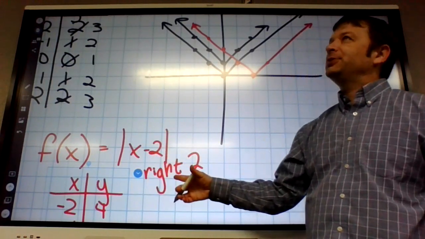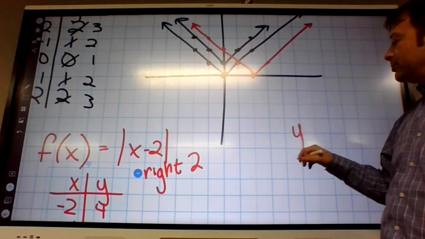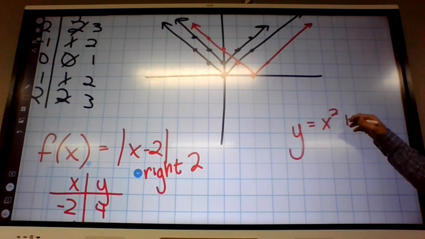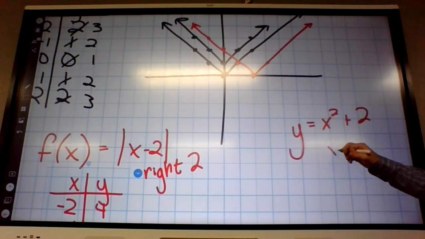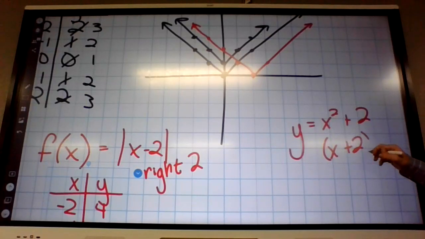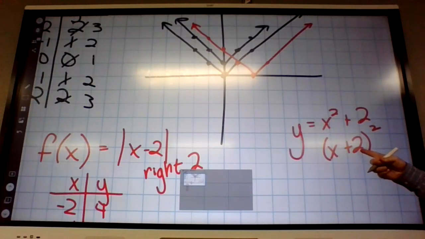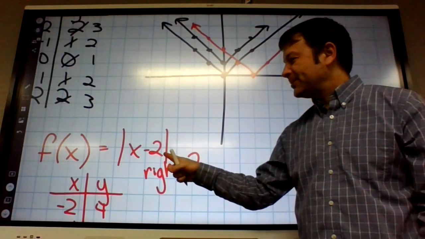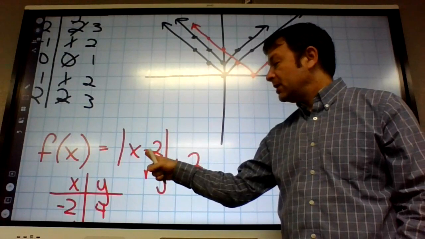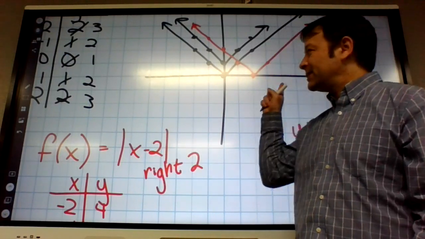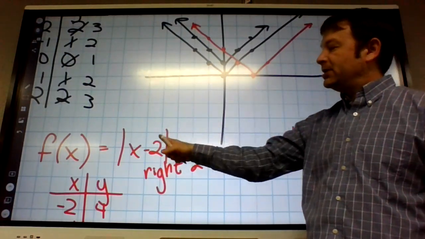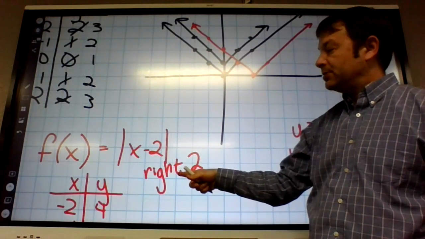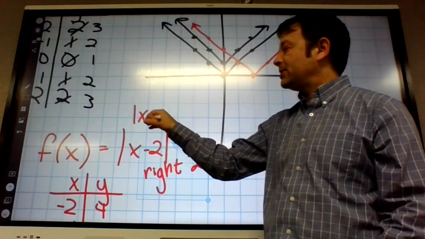These rules actually don't just apply to absolute value. Later on we'll be graphing quadratic equations like x squared. This applies to kind of all graphs. This applies to a lot of stuff. But when you put it directly on the x, it affects the x motion, right and left, but it does the opposite of what it looks like. So if it says -2, it actually moves it right 2. So guess what if it had said x plus 2 in there?